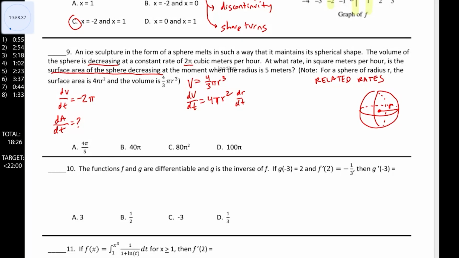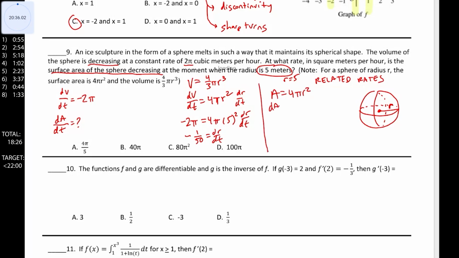So dV/dt, it gave us, was negative 2 pi. So negative 2 pi equals 4 pi times the radius, which I guess I must have just read over, but that's going to be 5. So 5 squared times dr/dt. Let's see here. So 4 times 25 is 100. So negative 2 pi divided by 100 pi, that's going to be negative 1/50th is dr/dt. So we can use that in our area problem. So the surface area is 4 pi r squared, and that's given.